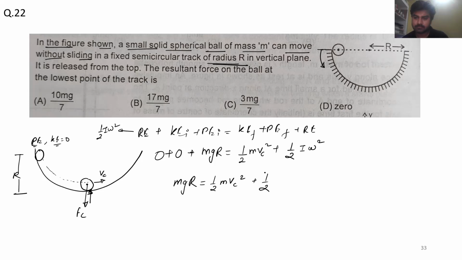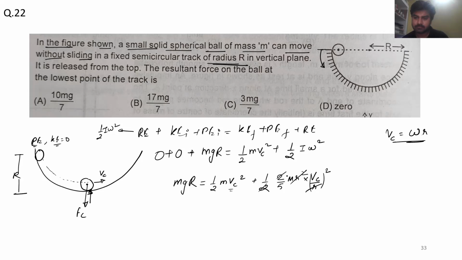So mgh, which is mgr, is equal to half m vc square plus half I. This is a spherical ball, so the moment of inertia of a spherical ball is 2 by 5 mr square. This r is the radius of the small sphere which is rolling, into omega of the small sphere. Since it is vc, I will convert this vc into omega. Vc is equal to omega into r. So in place of omega I'll write vc by r, a whole square. So r square gets cancelled out, and 2 gets cancelled out.